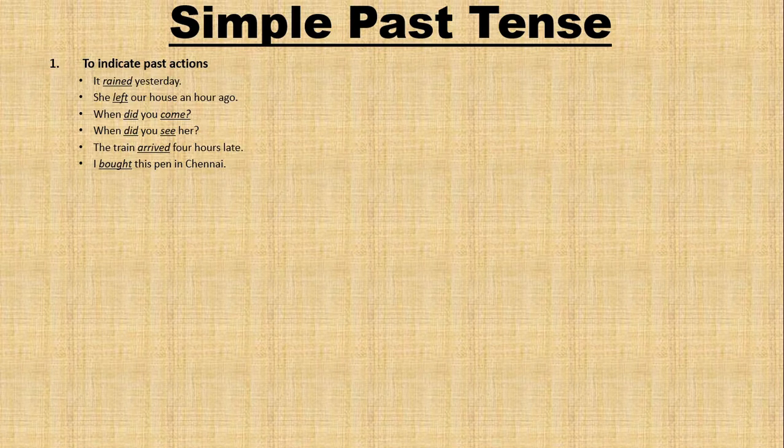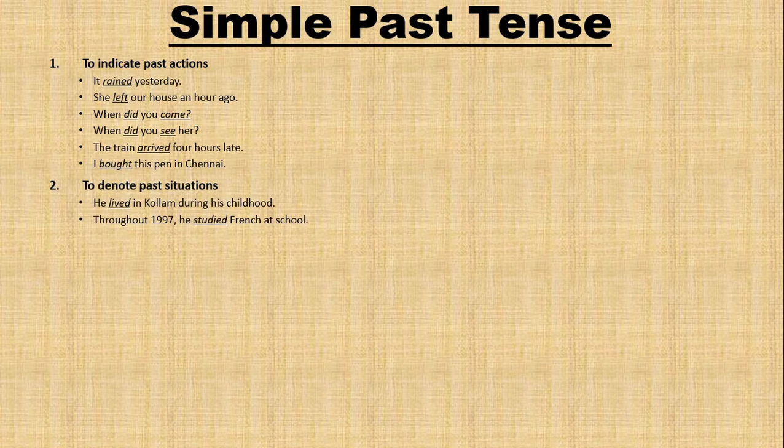Understood? Let's look at the second category, that is to denote past situations. This tense is used to denote a situation which existed over a period of time in the past. Alright, now let's look at some examples. He lived in Kollam during his childhood. So this was a past situation that existed over a period of time but is not valid currently. So obviously he lived in Kollam during his childhood. He is not living there now. So lived becomes the simple past tense.